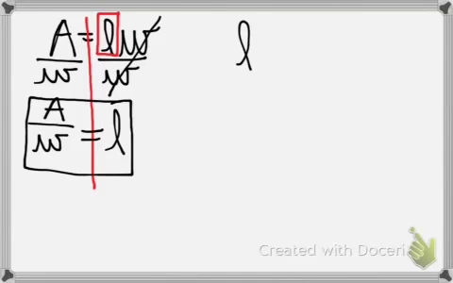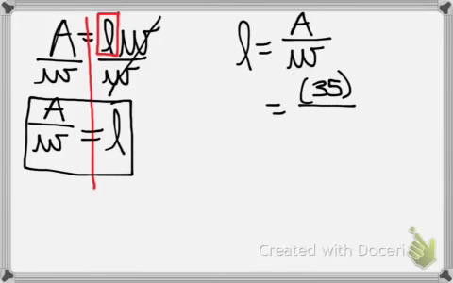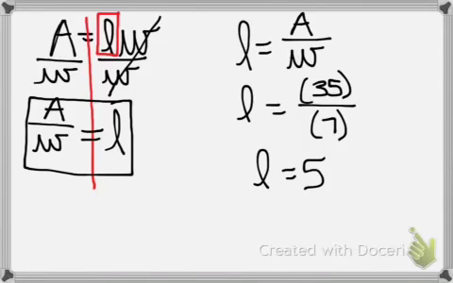Our new formula, length equals area divided by width, will help us with part B. Substitute the given values into the new formula. It tells us that our rectangle has an area of 35 and a width of 7. So length will equal 5.